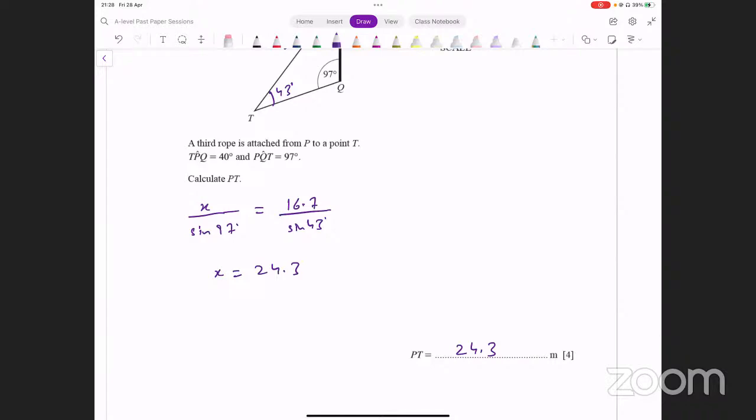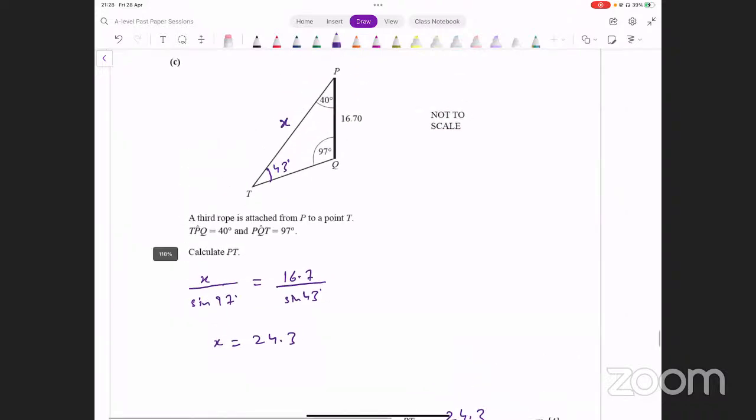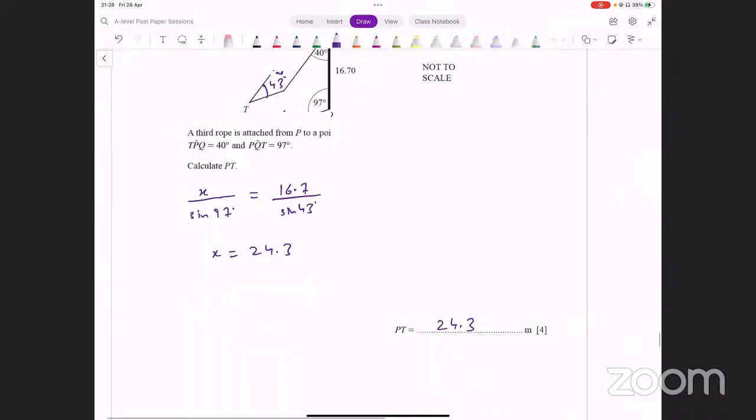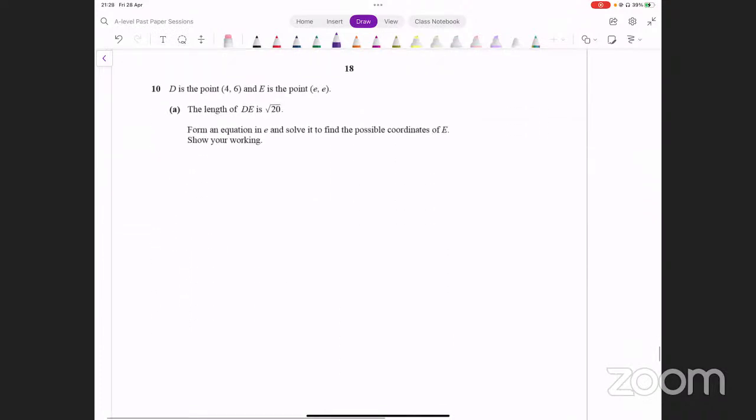All you had to do here was use sine rule. Okay, that was part C here. Let's move on to question number 10.